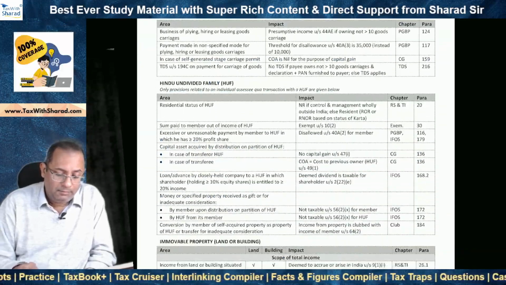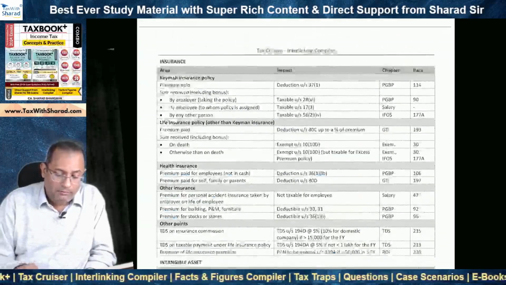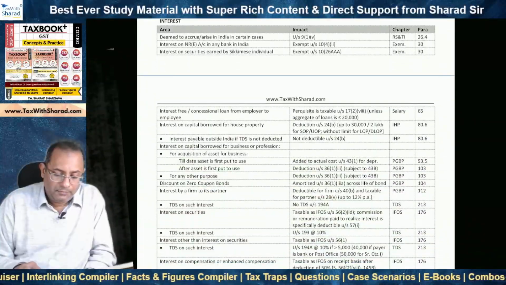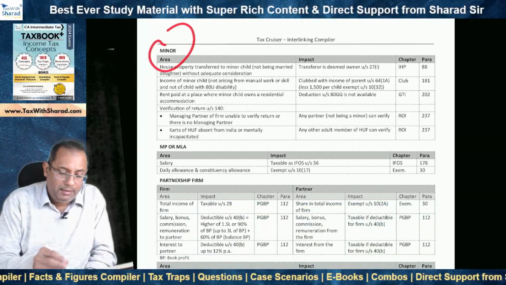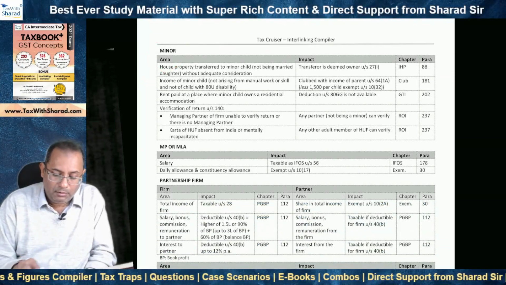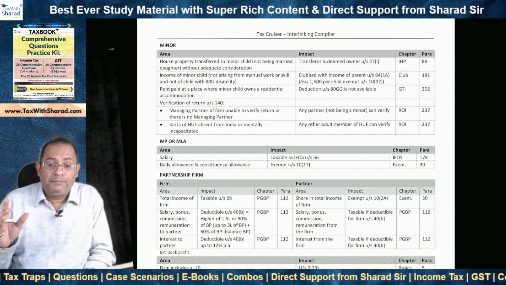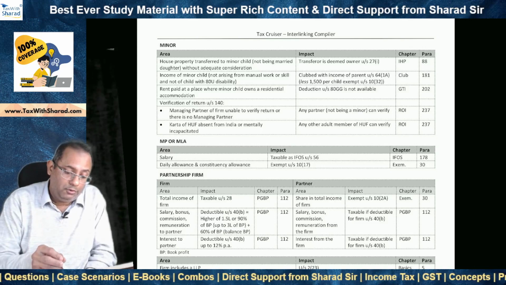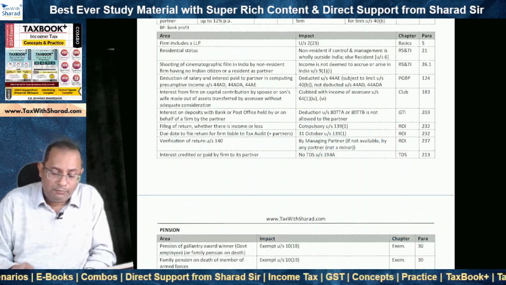Similarly, you see Hindu undivided family, immovable property. So this is a beautiful interlinking compiler. Interest. So you need to keep in mind all these angles for interest. As far as a minor is concerned, a minor child, all these angles, right? So whenever there is a question in which there is an angle of a minor, you know that you need to check for all these angles. So this is really helpful.